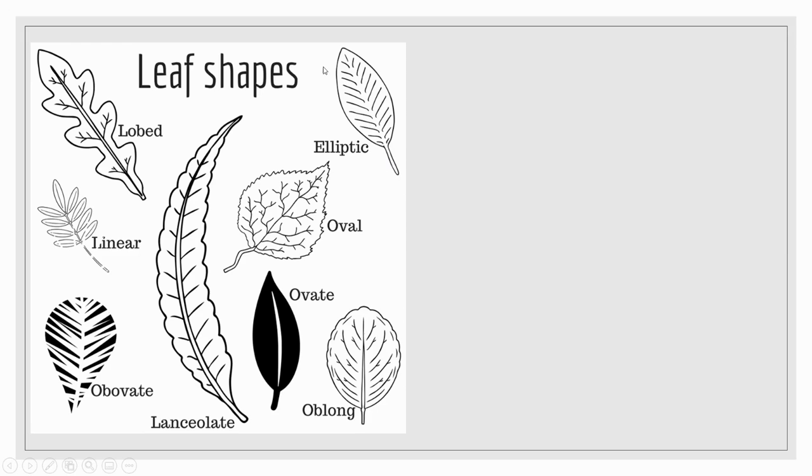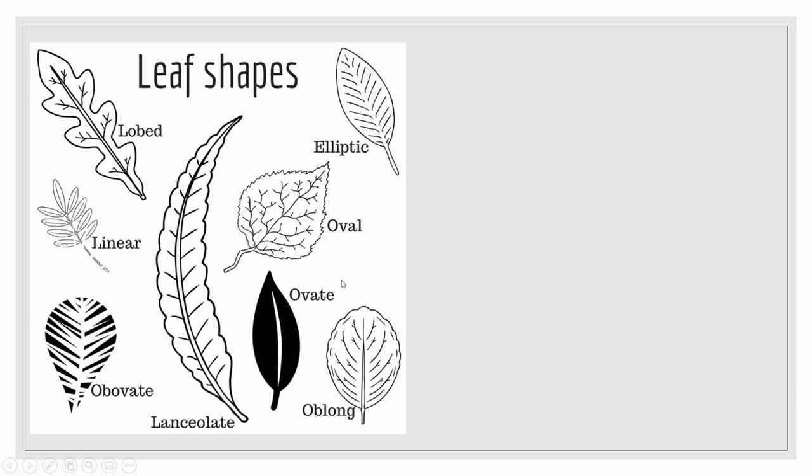Some shapes are an ellipse, so they're elliptic. Some are linear, so they go up and down. Some look like a lance, right? Like from medieval times, like a spear, so they're lanceolate. Some are oblong, right? So there are some other common leaf shapes out there.